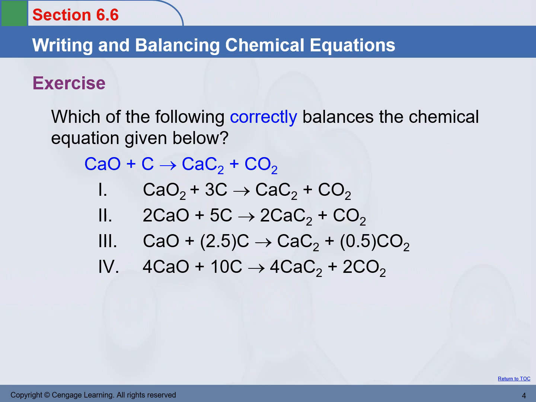Exercise: which of the following correctly balances the chemical reaction given below? This is the reaction given, not balanced. It is asking you which one of these 4 balances the chemical reaction above correctly. Well, this is a very interesting question. If you check all 4 answers, they are all balanced, but only one of them is correct. I say this is a good question because each incorrect answer represents a scenario that you have to pay attention to when you balance a chemical reaction.